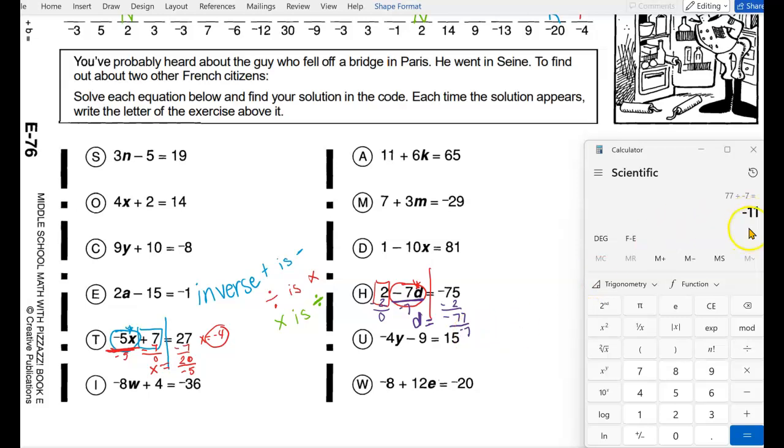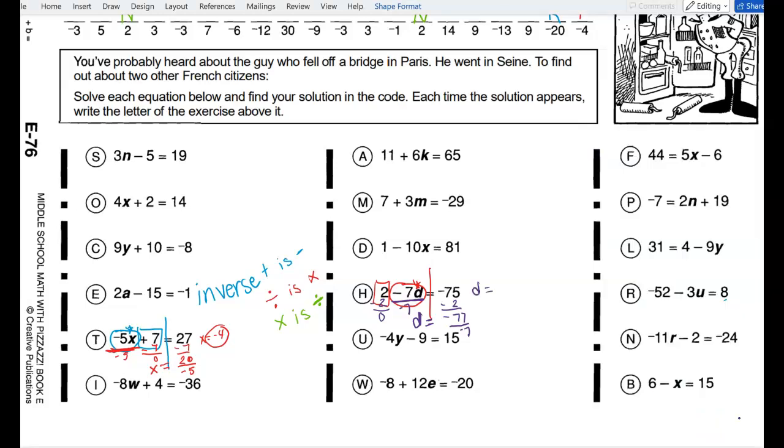The answer is not negative 11. A negative divided by a negative is a positive. So I should have put in negative 77. What kind of 77? Negative, divided by 7. What kind of 7? A negative 7. And that equals 11. D equals positive 11. So now we're going on the hunt.